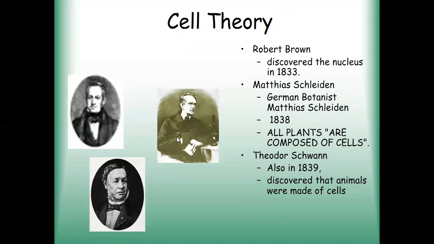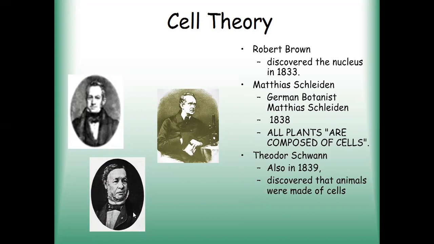Matthias Schleiden was a German botanist. In 1838, he discovered that all plants are composed of cells. So through his studies, he proposed that all the plants which are present on the earth are made up of cells. They are composed of cells.